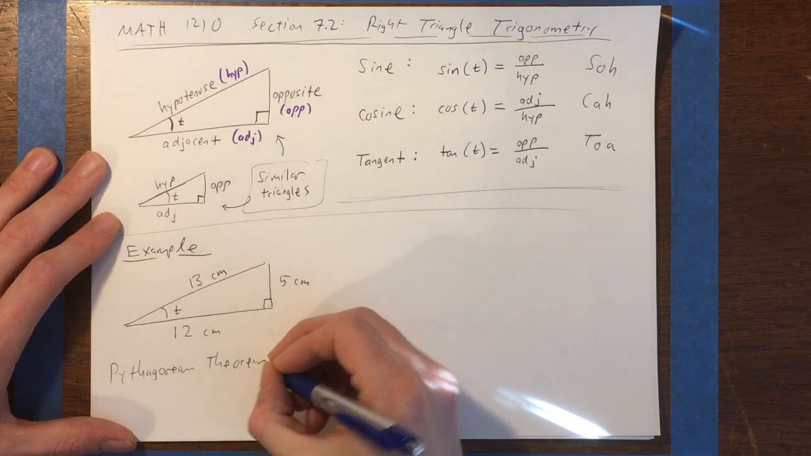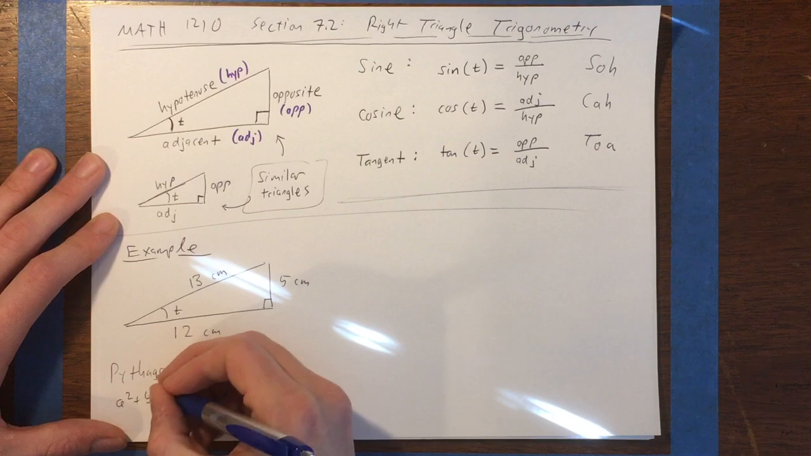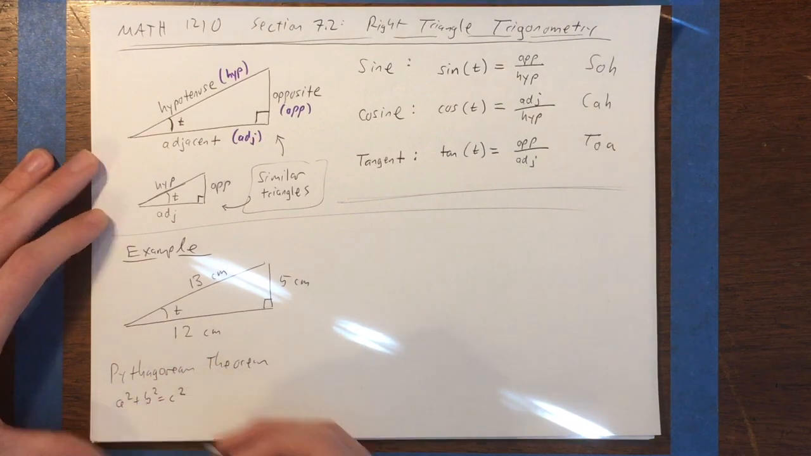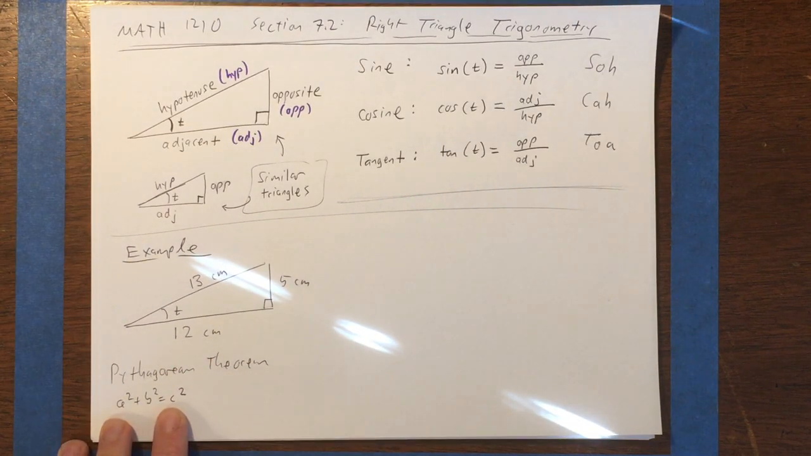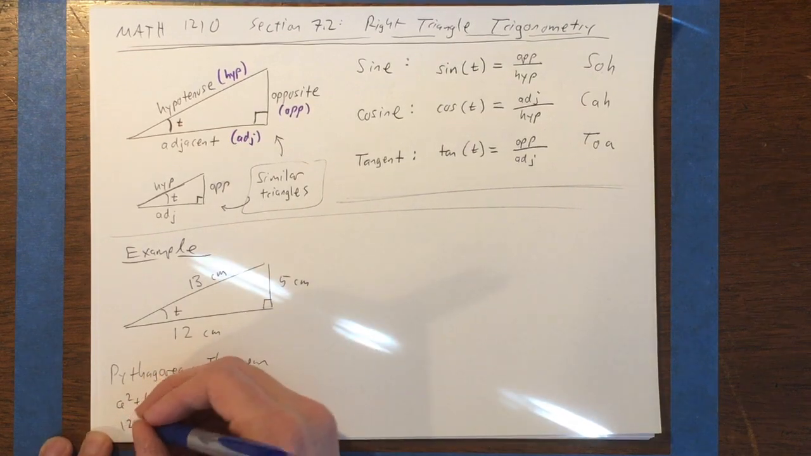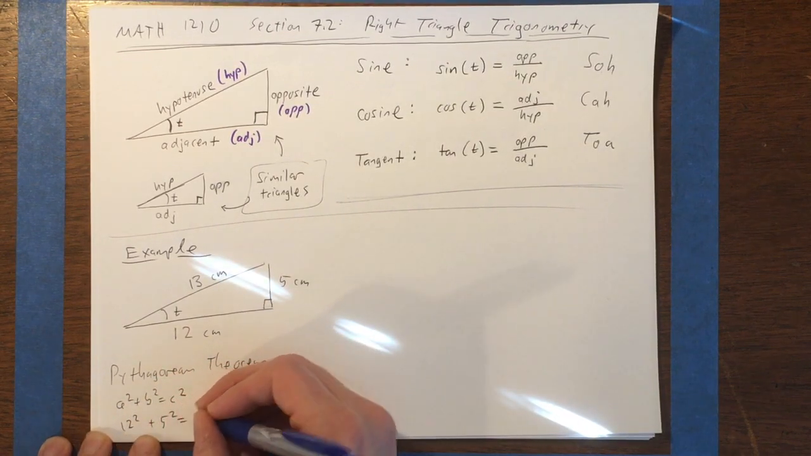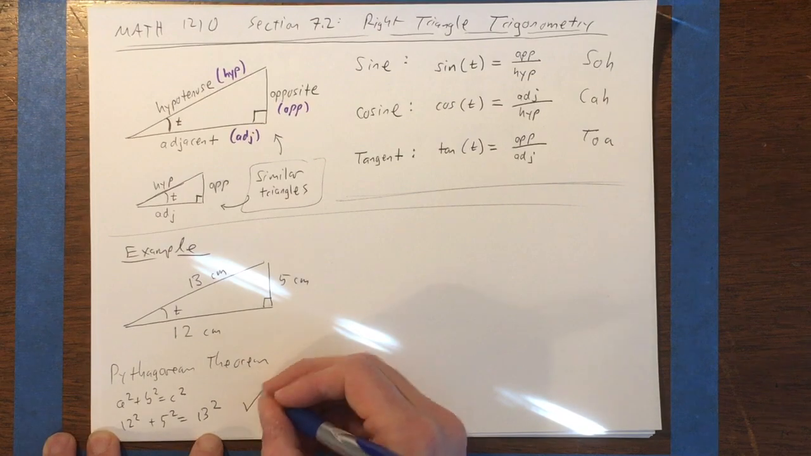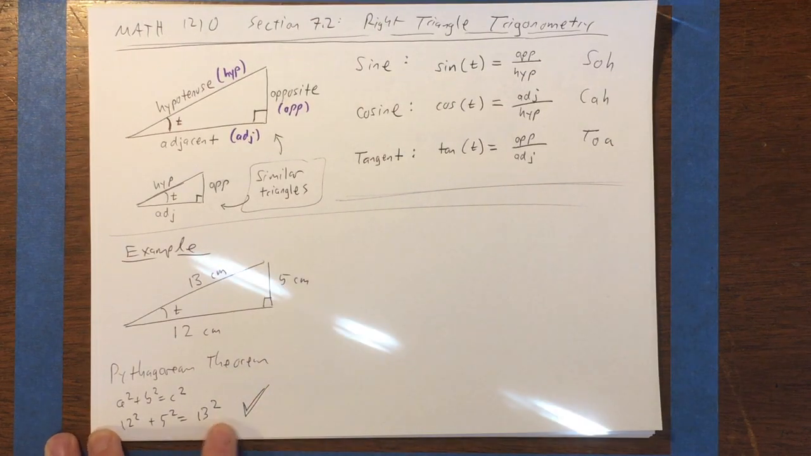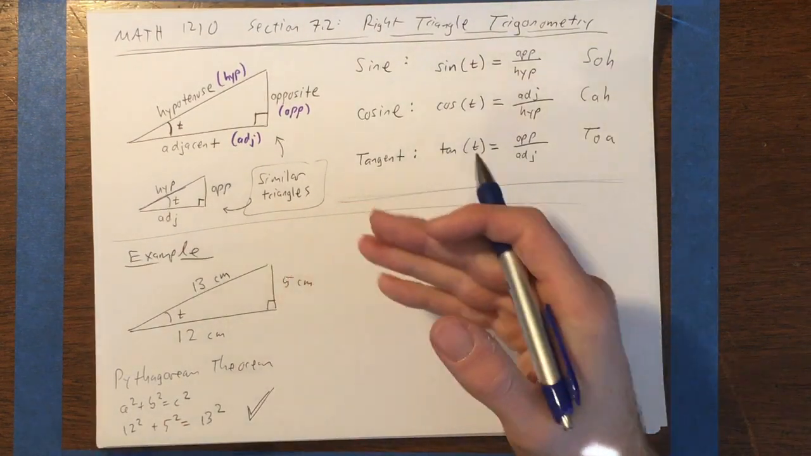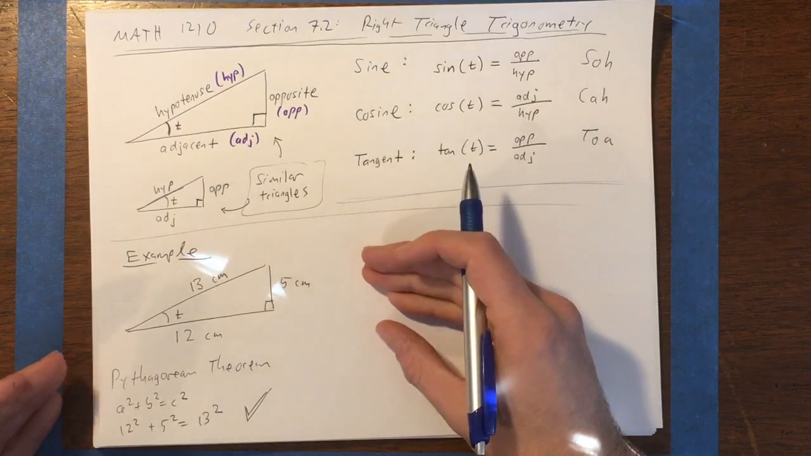Remember, the Pythagorean theorem says a squared plus b squared has to equal c squared, where a and b are the legs and c is the hypotenuse. And in this case, it's 12 squared plus 5 squared equals 13 squared. In this triangle, that is correct. That works. So I chose these numbers because these form what is called a Pythagorean triple.